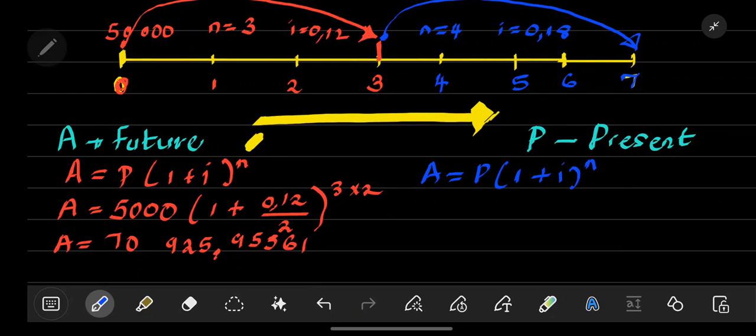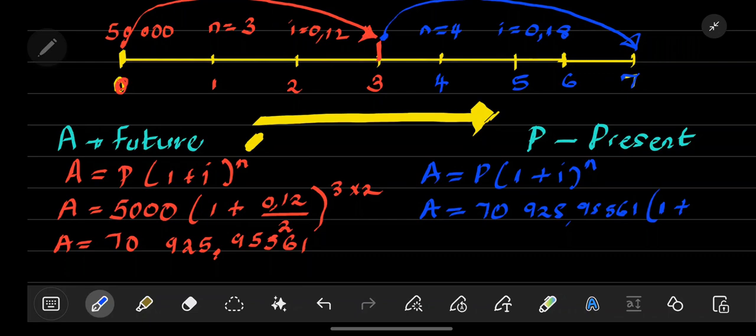So now we want to calculate this money after 7 years. How much is it going to be? So A is equal to our present. Remember, this is the future for the red part, but it is where the blue part starts, meaning that it is the present for the blue part. So I'm going to simply say 70,925.95. Remember, I said do not round off those cents, so that it doesn't lose the quality.